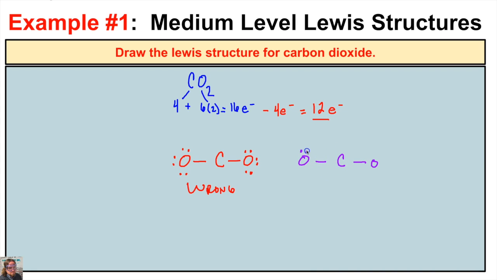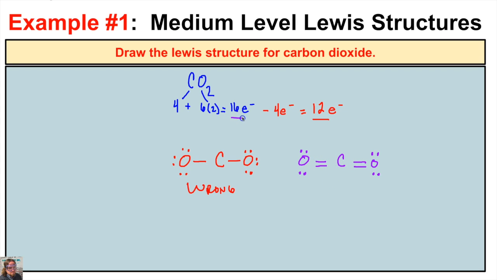But what if we do this? What if we put 1, 2, 3, 4, 1, 2, 3, 4 valence electrons surrounding each one of these oxygens, and we give a double bond between each carbon and oxygen? Let's see if this works. Let's see, this oxygen now has 2, 4, 6, 8 electrons surrounding it. This oxygen has 2, 4, 6, 8. Keep in mind, a bond counts as 2 valence electrons. And this carbon now has 2, 4, 6, 8 valence electrons surrounding it.